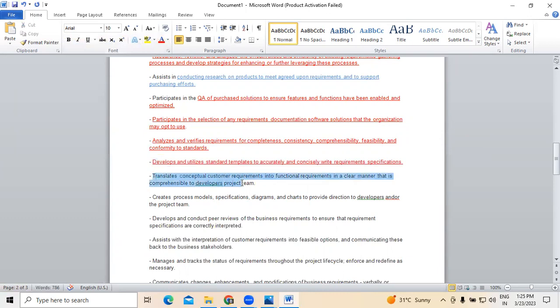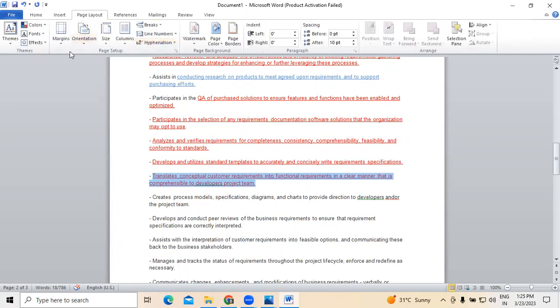Next, translate conceptual customer requirements into functional requirements. Whatever functional solution, business solution, you have identified, you have to translate it into a document format by developing functional and non-functional requirements, so that the development team can develop the application accordingly. So this is also required.